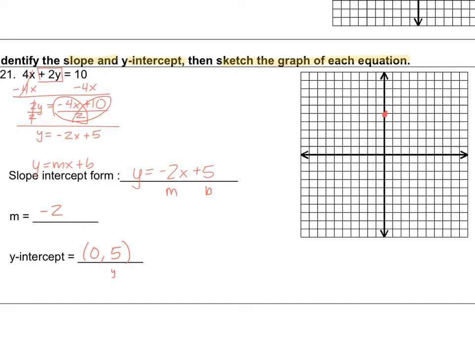And then I want to use my slope. Since it's negative 2, I'm going to be going down 2 and then right 1. So down 2, right 1, down 2, right 1. And then from there, I can lay my ID on it and get a nice, pretty straight line. Okay, so that gets 4 points for it on there.